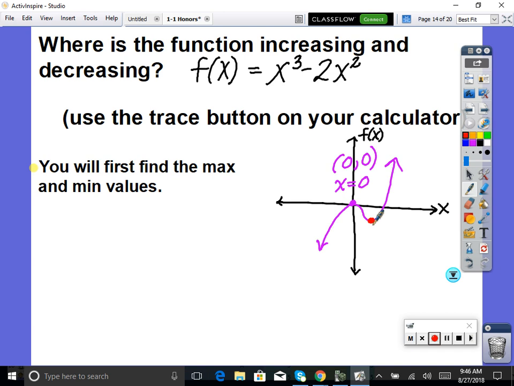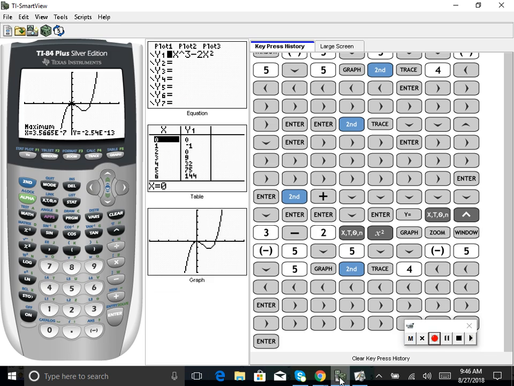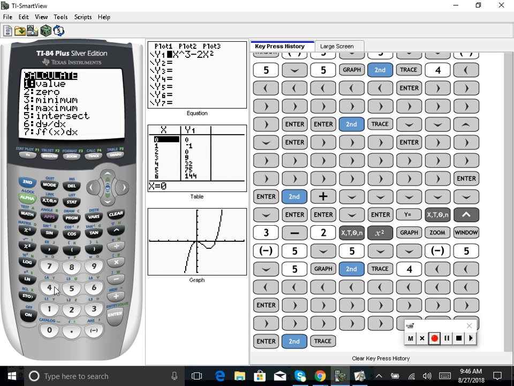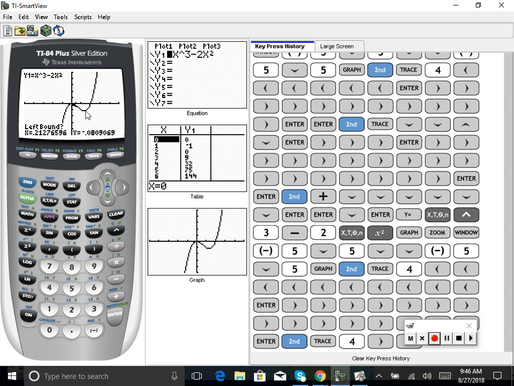That's the lowest value, so it's a minimum. So go second trace again. Second trace, minimum, hit 4. If you put maximum, it's going to wig out. We're finding a minimum. This is left bound. Here's the min. You got to be left of the min. I am left of the min. Look. There it is. I'm left of it.